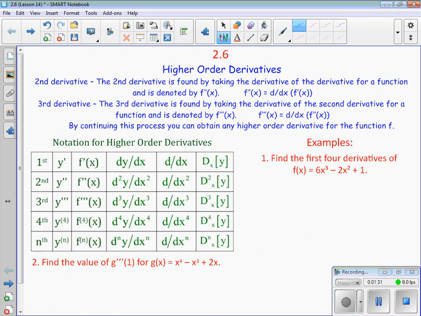So let's try the first example. Find the first four derivatives. So this should be pretty quick. First derivative is what? 18x squared minus 4x. And then the second derivative? 36x minus 4. And then the third derivative? 36. And then the fourth derivative?